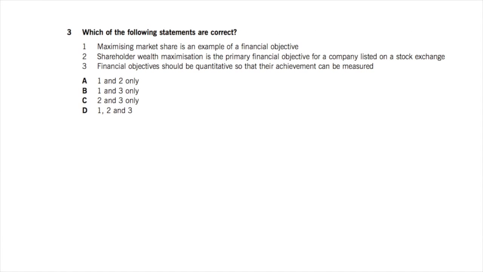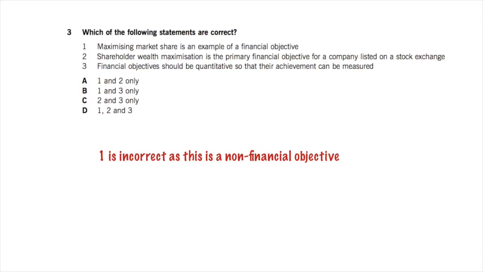So, which of these are correct? Well, looking at them, number 1, maximizing market share is an example of a financial objective. Well, that's pretty clearly not correct, because maximizing market share is a non-financial objective.